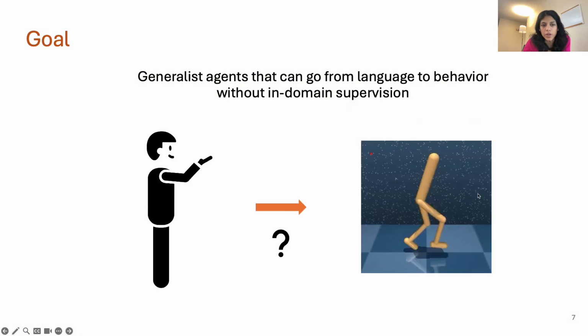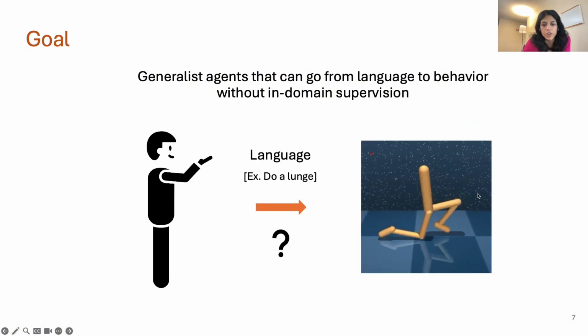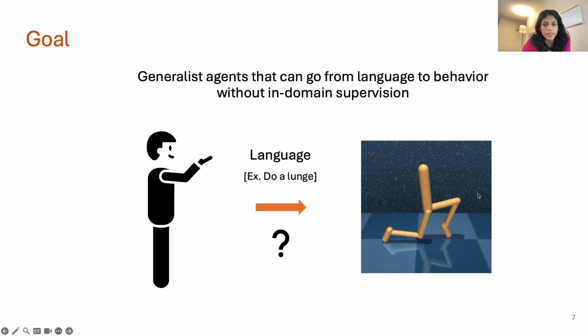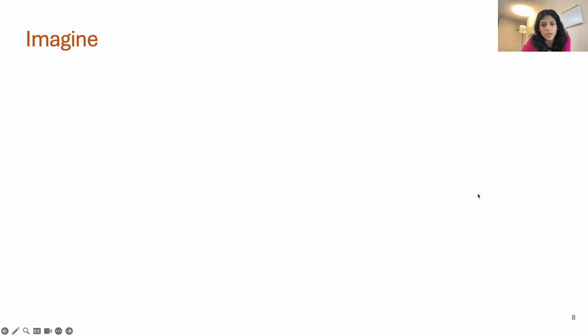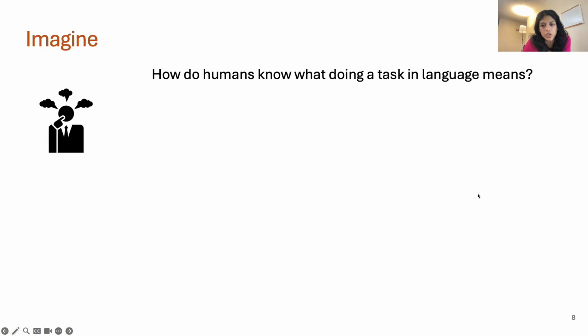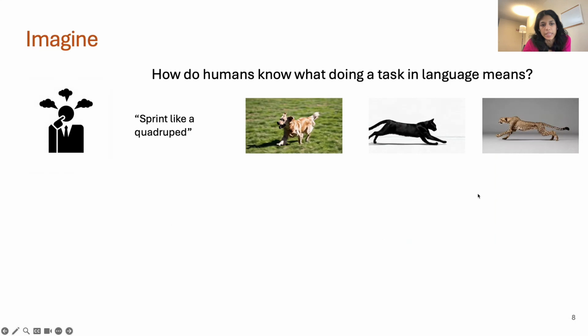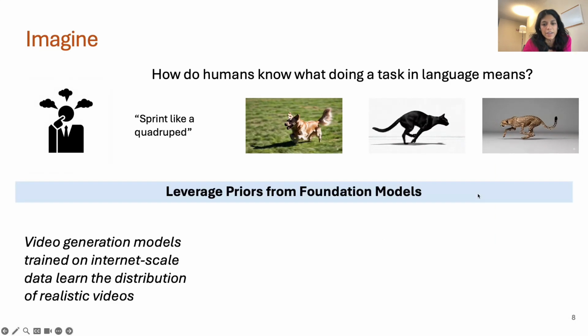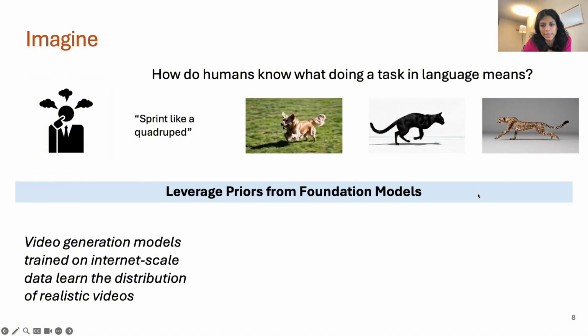How can we make it more intuitive for humans to interact with agents? For example, a human specifying the task to do a lunge to the robot here. Can we use language to understand intent and determine reward function? We take inspiration from how humans know what needs to be done when they think about a task instruction. If a human is told sprint like a quadruped, they are instantly able to understand what it means because they have seen so many quadrupeds running throughout their lives. We have similar priors in foundation models.